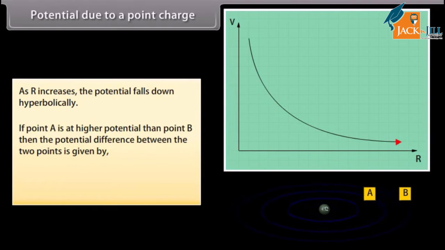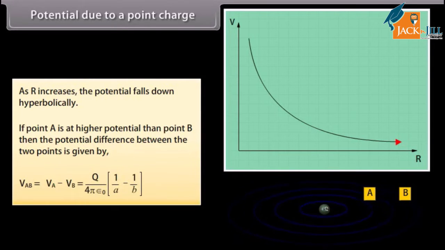If point A is at higher potential than point B, then the potential difference between the 2 points is given by V_AB equals V_A minus V_B. Putting the values of V_A and V_B, we get V_AB equals Q by 4 pi epsilon naught multiplied by 1 upon a minus 1 upon b.